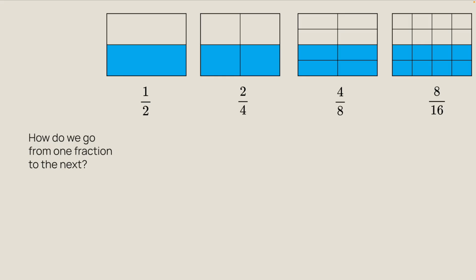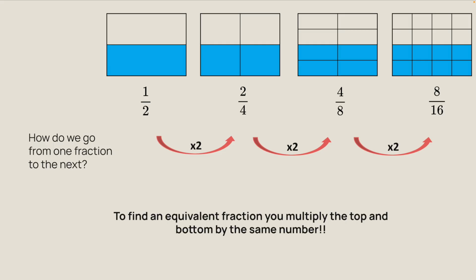So how do we go from one fraction to the next? If we're not looking at the picture, we're looking at the fraction itself. Mathematically, what do I have to do to go from half to 2 quarters? I multiply by 2. And to go from 2 quarters to 4 eighths, I multiply by 2. And 4 eighths to 8 sixteenths, I multiply by 2. So to find an equivalent fraction, you multiply the top and the bottom by the same number.